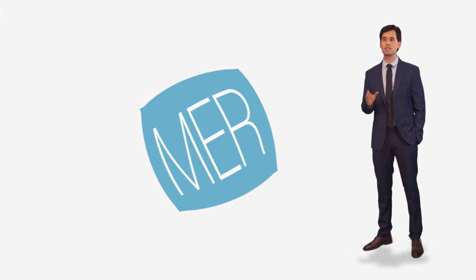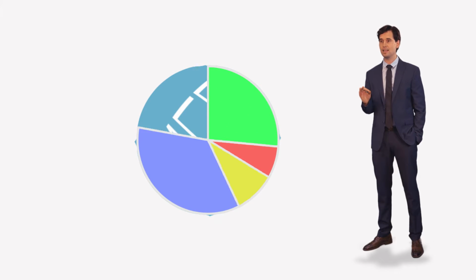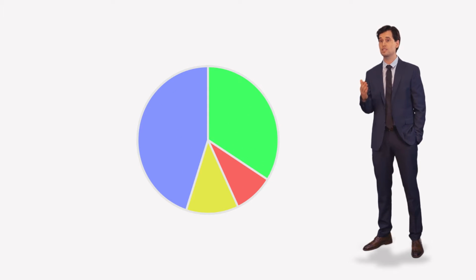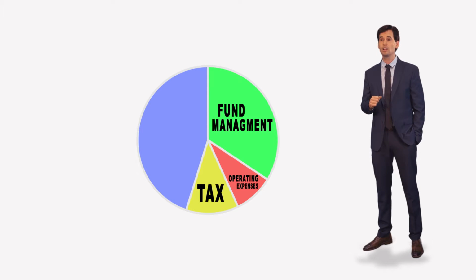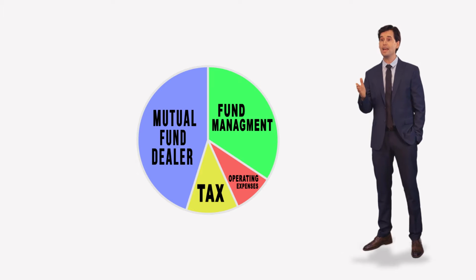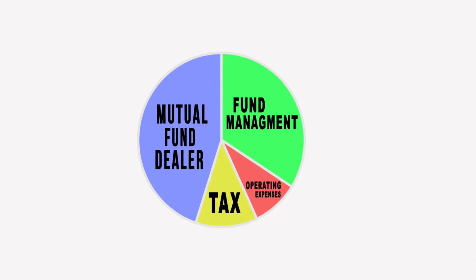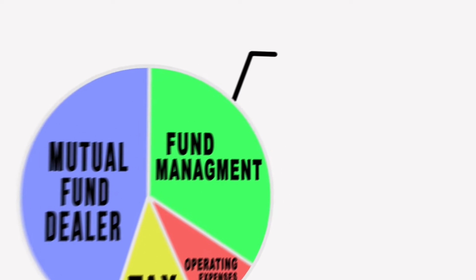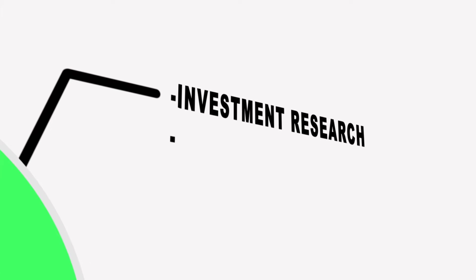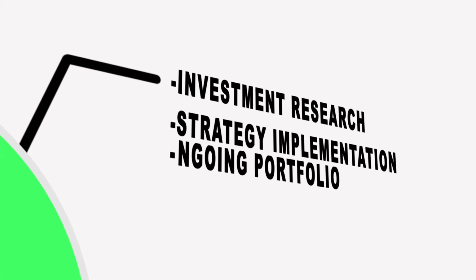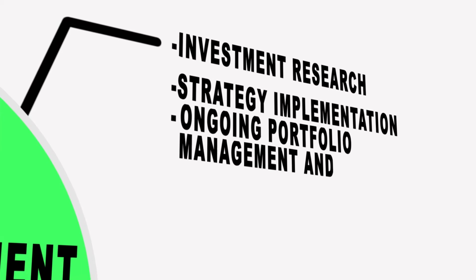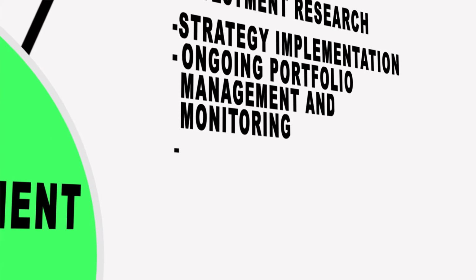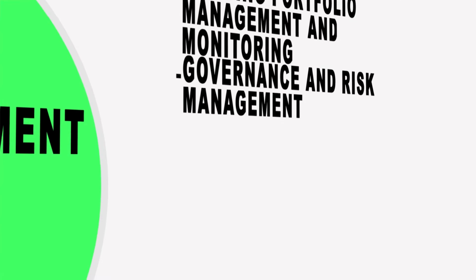An MER represents a percentage of the mutual fund's average net assets paid out to cover the combined expenses of the mutual fund management, operating expenses, tax, compensation to the mutual fund dealer, and your advisor for the ongoing services and financial advice they provide you. A portion of the costs associated with the services provided by the professional investment team who conducts regular research and implements the investment strategy that guides how and in which securities the fund will invest. It is these important decisions that drive the return of the fund.